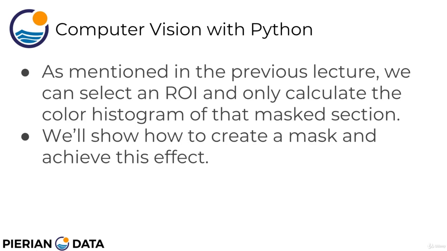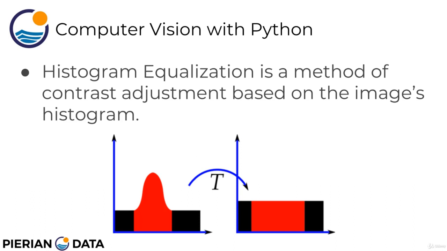As we mentioned in the previous lecture, we can actually select a specific region of interest and only calculate the color histogram of that masked section. We're going to show you how to create a mask and then achieve that effect. That should be just a brief little overview of applying the mask and then calculating the color histogram. The larger part of this lecture is histogram equalization.